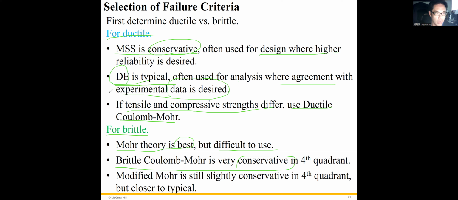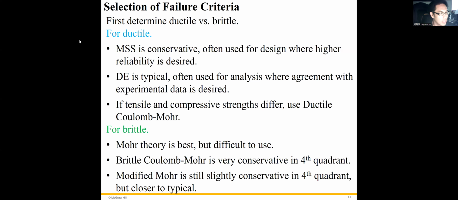Okay, so I'm going to stop here. Next chapter I'm going to introduce the failure criteria under cyclic loading, that means fatigue. Okay, so the course will end here.